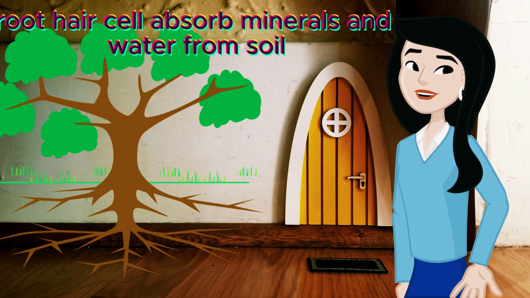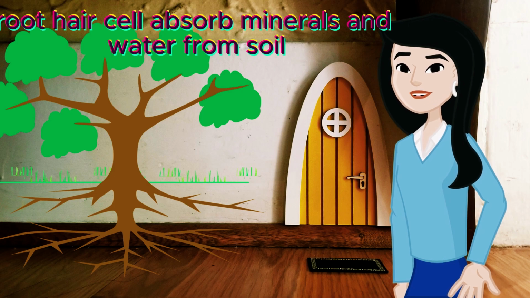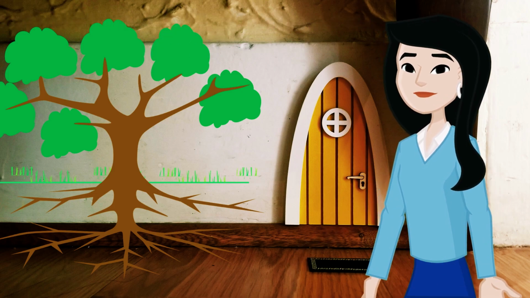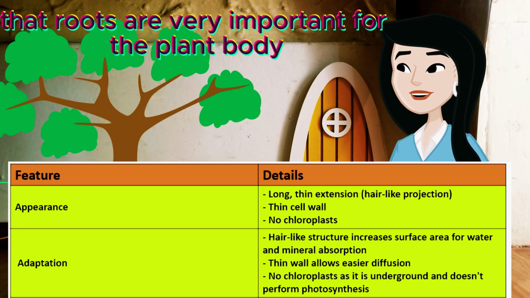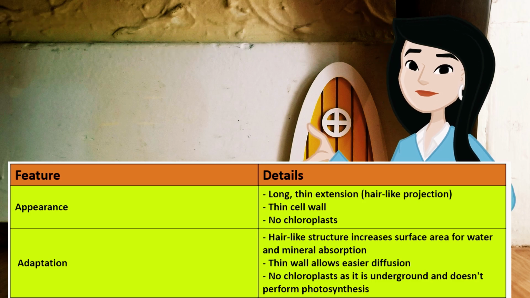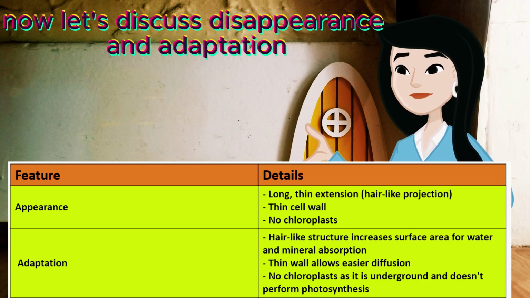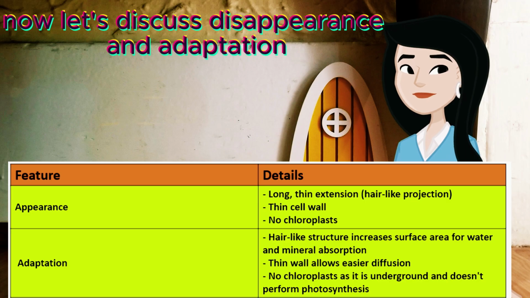Root hair cell. Root hair cells absorb minerals and water from soil water. As you know that roots are very important for the plant body. Now let's discuss its appearance and adaptation.